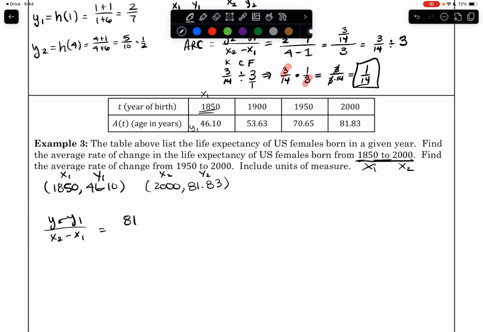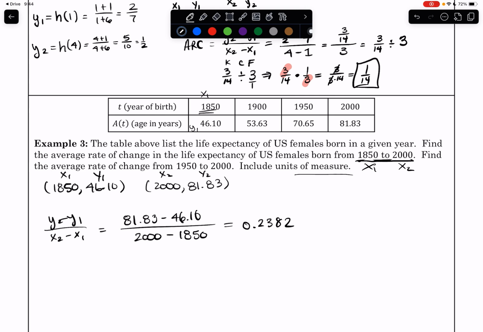So 81.83 minus 46.10 is divided by 2000 minus 1850. And well, here I'm obviously going to use the calculator. I'm not going to go through the work on how to type into the calculator, but I'm going to get an answer of 0.2382. So this is my average rate of change.